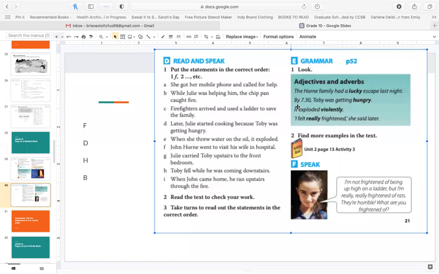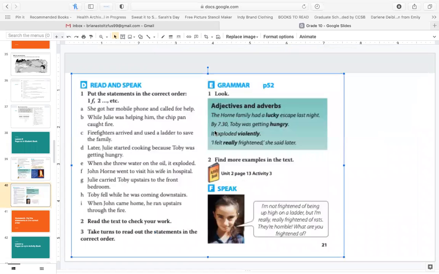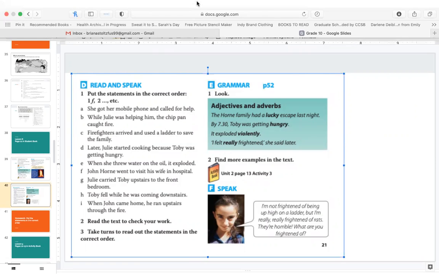Here we have a small grammar section. Again, Payman will cover this further, but this just shows the difference between adjectives and adverbs. It says, the Horn family had a lucky escape last night. By 7:30, Toby was getting hungry. It exploded violently. I felt really frightened.